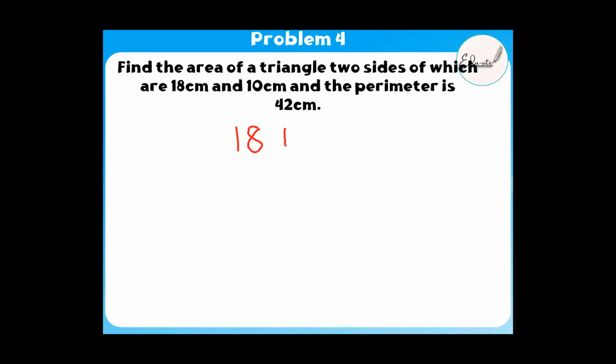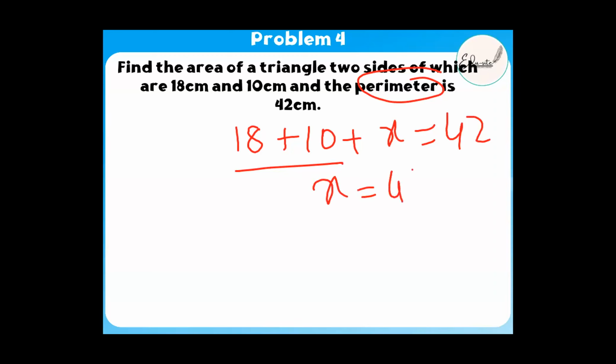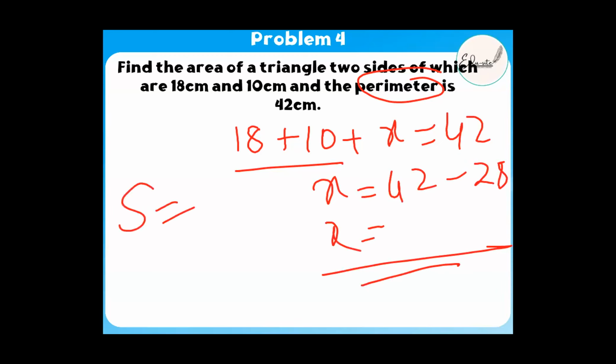So what you will do is 18 plus 10 plus something is equal to the perimeter, which is given, right? It is 42 centimeter. So 18 plus 10 is nothing but 28. x is equal to 42 minus 28, and then you'll easily calculate what is x, and then you'll find the area with Heron's formula. s is nothing but perimeter by 2, 42 by 2. And then you're going to apply it in Heron's formula.